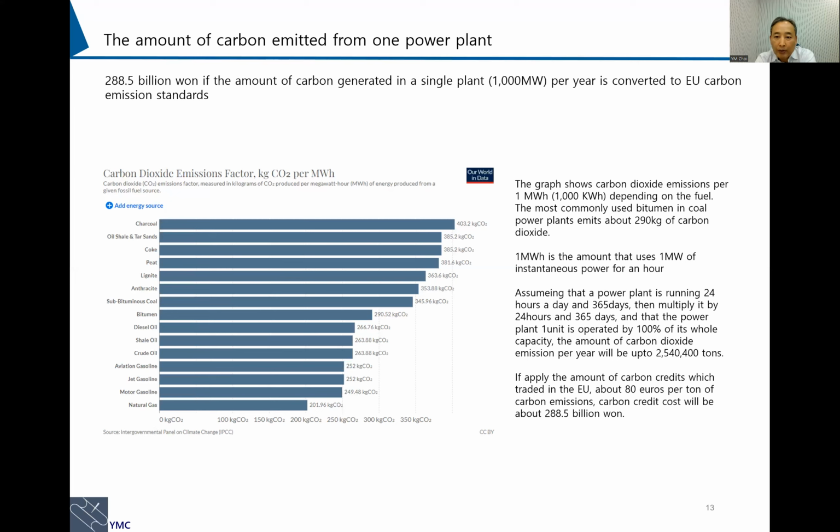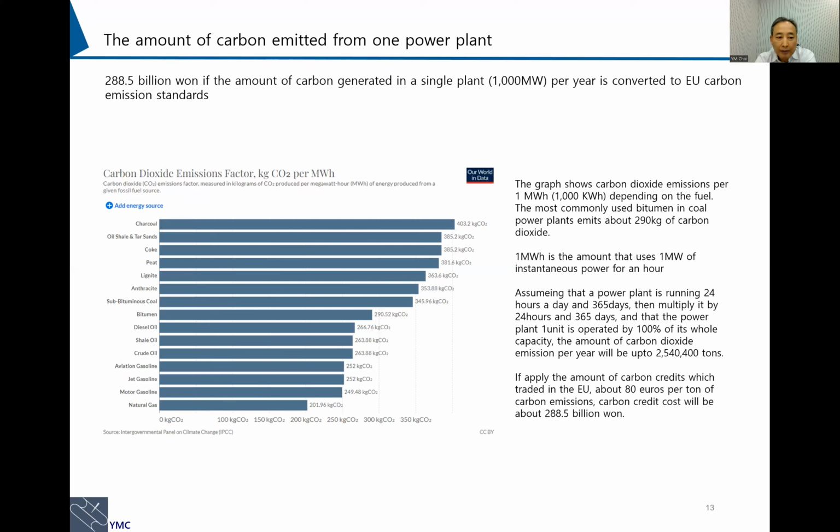The most commonly used fuel in coal power plants, bitumen, emits 290 kilograms of carbon dioxide. Bitumen is the normal fuel to be used in a coal power plant because its calorie value is higher than others like lignite and anthracite.